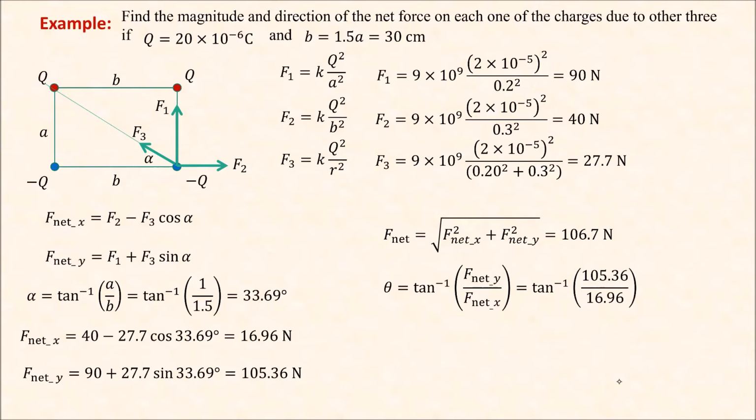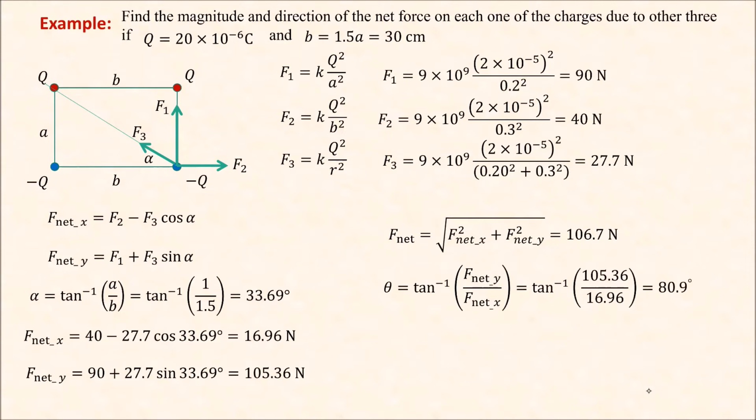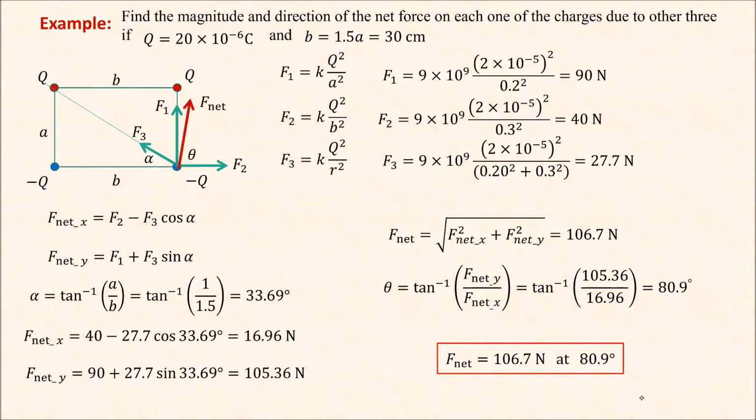Tan inverse of 105.36 divided by 16.96 becomes 80.9 degrees. So F net is this magnitude at this direction. So this is the answer. All right? And when you draw it, it becomes like that. This F net is the sum of all those three.